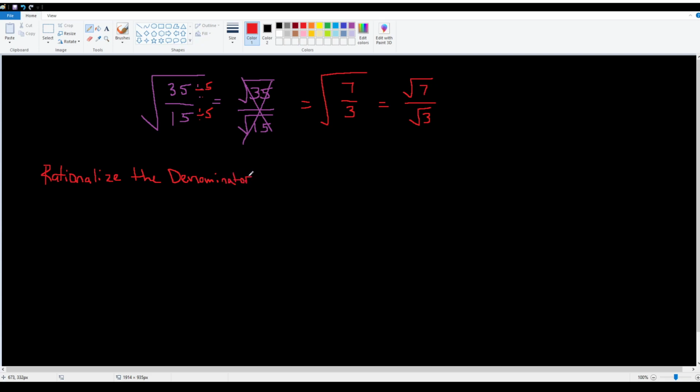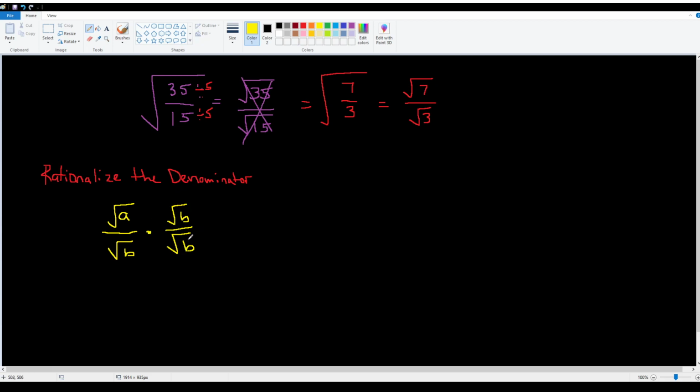So what that means in order to rationalize the denominator is, if I ever have a denominator that has a radical in it, something like this, if I have the square root of a over the square root of b, in order to rationalize the denominator, all I have to do is multiply this entire fraction by whatever the denominator is. So in this case, I'm going to multiply it by the square root of b over the square root of b.